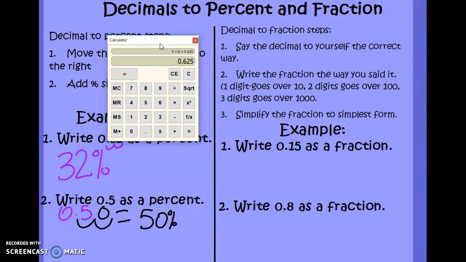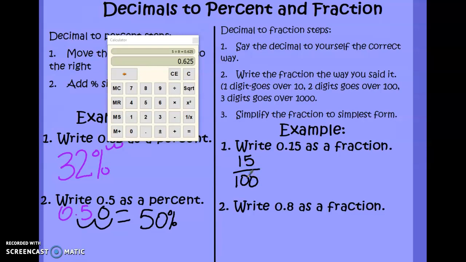Okay, and then we're going to take a decimal and convert it to a fraction. So it tells us to say the decimal the correct way. Okay, so I'm looking at this, I would say 15 hundredths. That's the correct way to say it. I'm going to write this exactly the same way I just said it. 15 hundredths means I'm going to write 15 over 100.